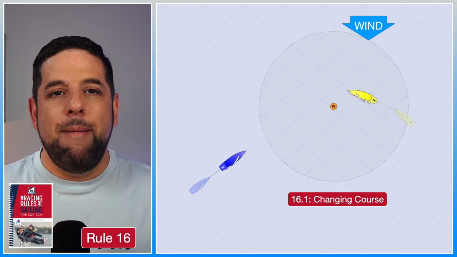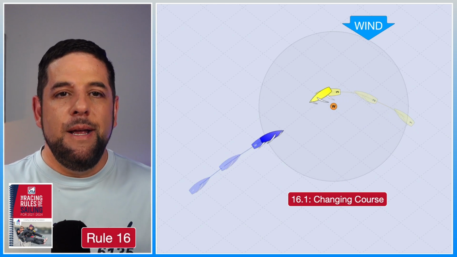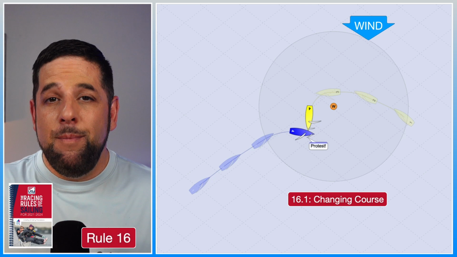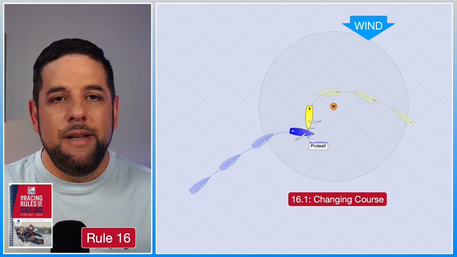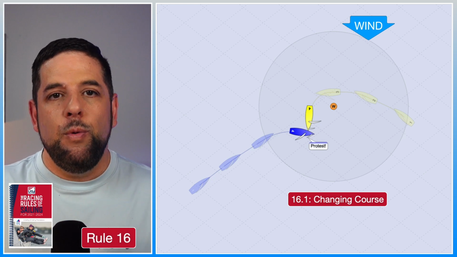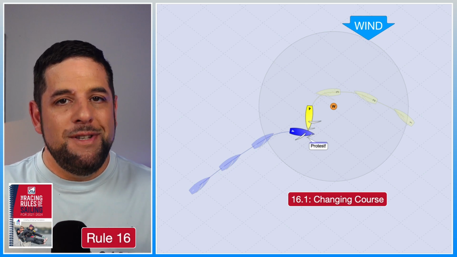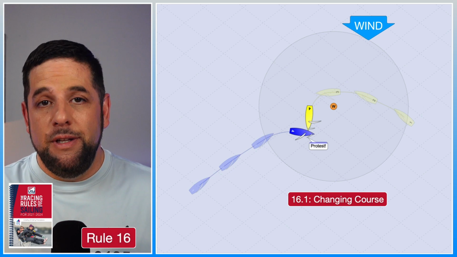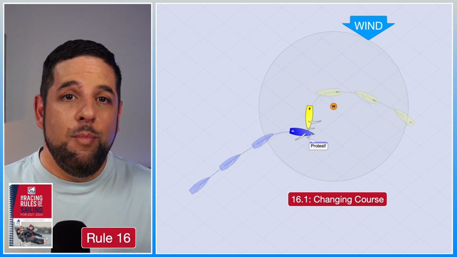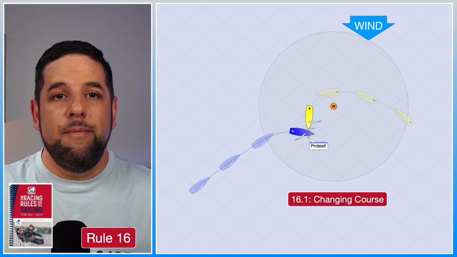Mark room does not apply between a boat approaching the mark and one leaving it, but again, Part 2 Sections A and B of the rules still apply. In this scenario, blue approached the windward mark on port as yellow left the mark on starboard. Mark room does not apply between a boat approaching the mark and one leaving it, so blue on port must keep clear of yellow on starboard.